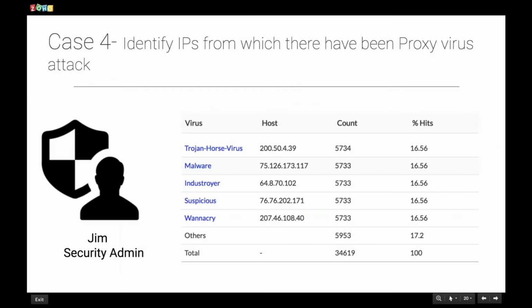So again, let us go to a use case. Jim has been assigned a task to find if there have been any proxy virus attacks in the system, and if so, to find the source of these attacks. Let us look at how Jim identifies this using Firewall Analyzer.